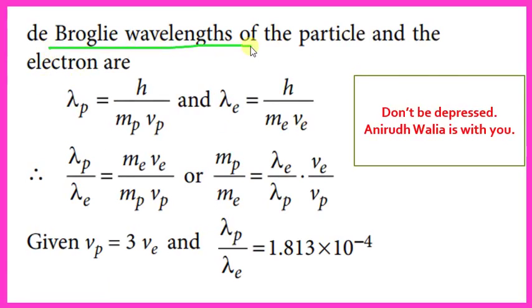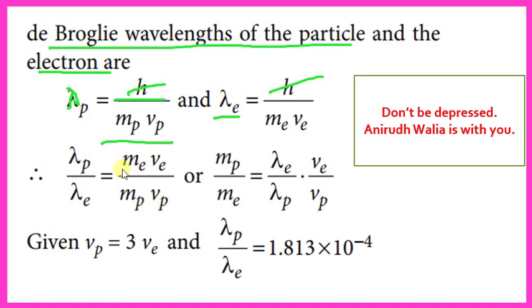As we know, the de Broglie wavelength of the particle, lambda p, is h upon mp into vp. And lambda e, the wavelength of the electron, is again h upon me into v. Now just divide lambda p by lambda e. You will directly cancel the h and h, and you will get me v upon mp vp. Me is the mass of the electron, v is the velocity of the electron, and mp is the mass of that particle.